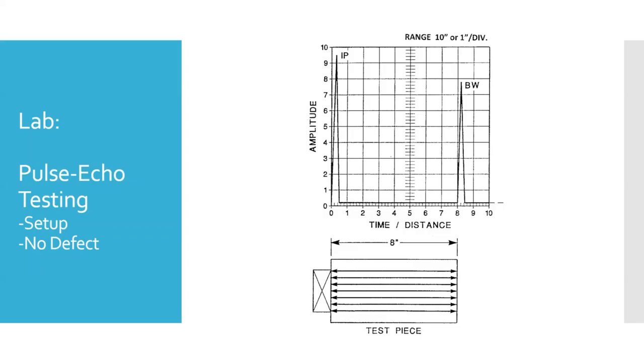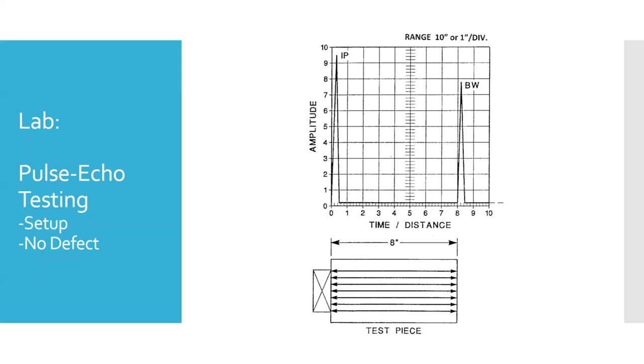So I'm just going to move into the lab and what we'll be doing. A little bit more information on pulse echo testing. When we do our lab, we're going to have a test piece, and we're going to have a transducer that we put along one surface of it. Initially, you're going to set up over an area without a defect, and that's where we're going to have to calibrate.